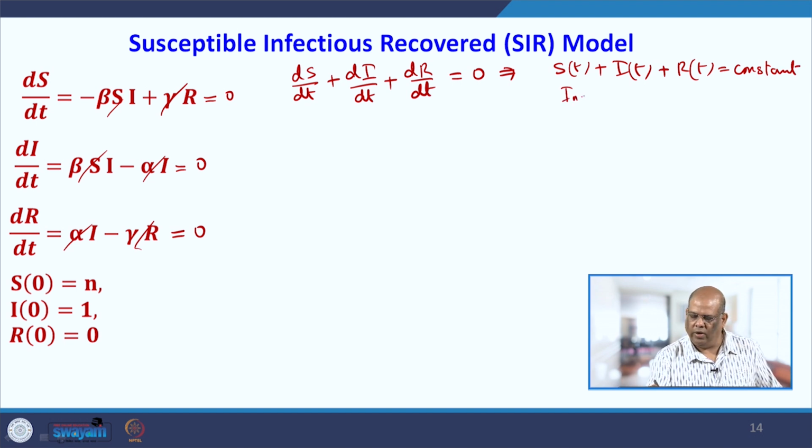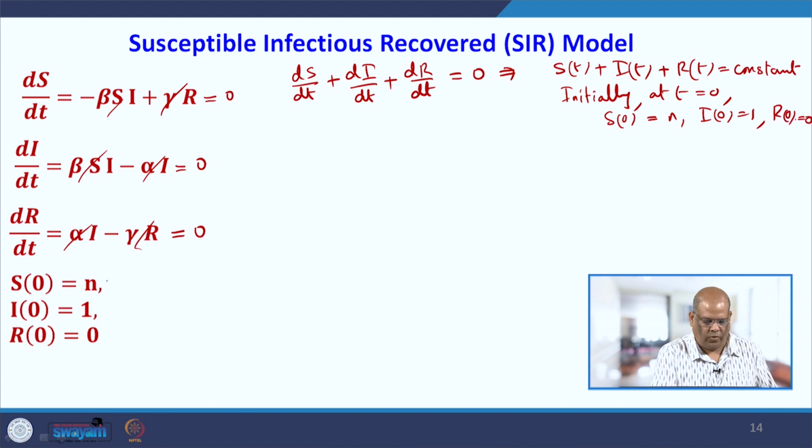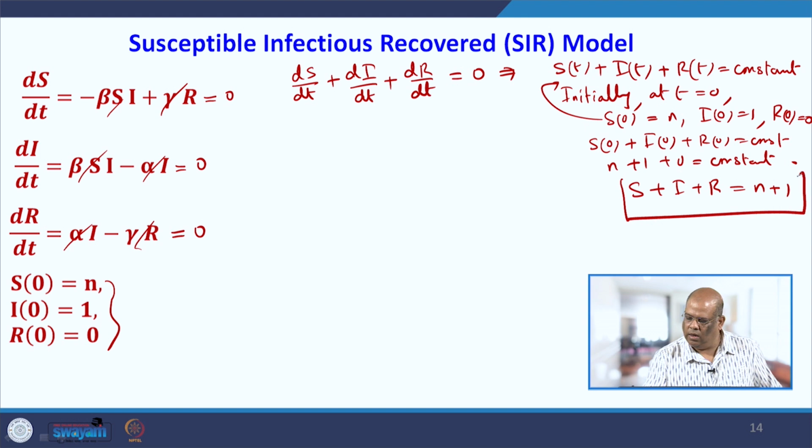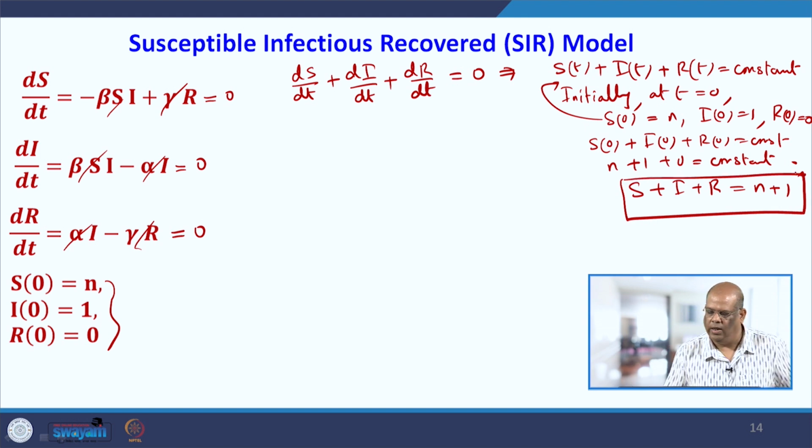Now, initial condition: initially at t equal to 0, you have S0 equal to N, I0 equal to 1 and R0 equal to 0, which we get from here. So, if I substitute it here, I will get S0 plus I0 plus R0 equal to constant, and N plus 1 plus 0 is the value of the constant. So, I get a relation S plus I plus R equal to N plus 1, which we will also use to find the equilibrium solution.